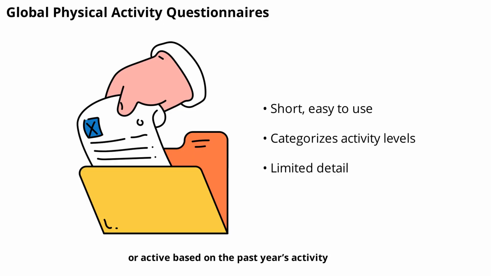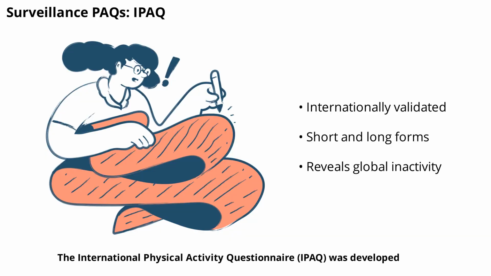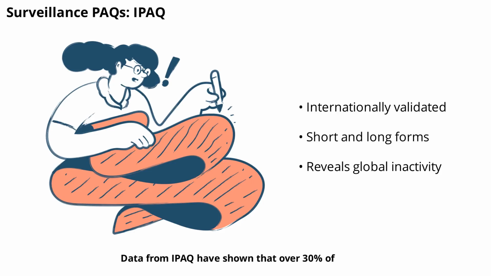past year's activity. The International Physical Activity Questionnaire, IPAQ, was developed to enable comparisons of activity levels across countries. It's available in both short and long forms, with the longer version collecting detailed information on domains like occupation, leisure, and transport. IPAQ has been validated internationally and is widely used in national and regional studies. Data from IPAQ have shown that over 30% of the world's adults do not meet recommended activity levels, highlighting the global challenge of physical inactivity.